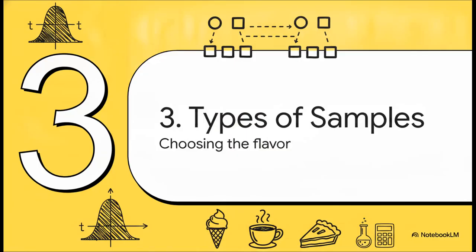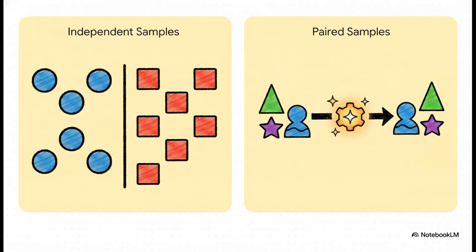Section 3. Independent versus paired samples. Choosing the right flavor. You're generally going to run into two main variations of this: independent samples and paired samples. If you're comparing two completely separate, entirely unrelated groups, you're going to use an independent samples T-test. For example, comparing the sales figures of store A against store B, or maybe comparing job satisfaction levels between men and women. The groups just do not overlap.